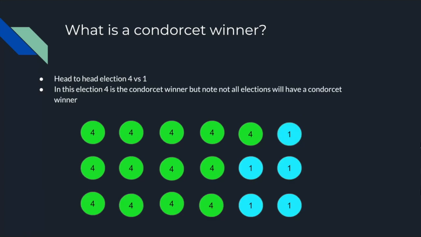Now looking at the head-to-head election of 4 versus 1, we see that 4 also wins this election. Note that 4 is the Condorcet winner since 4 won head-to-head against both 1 and 19. It should be noted that not all elections will have a Condorcet winner due to the variance in voter preferences.